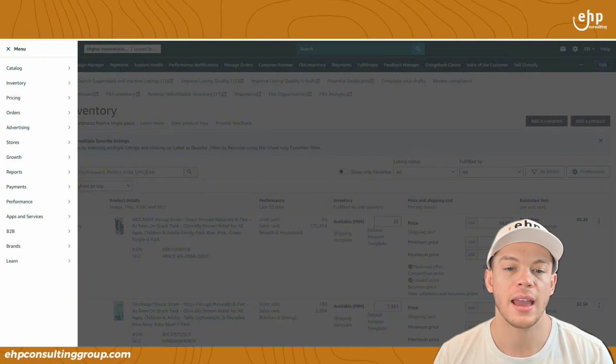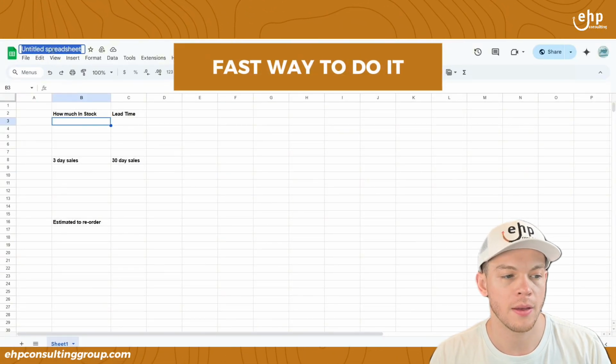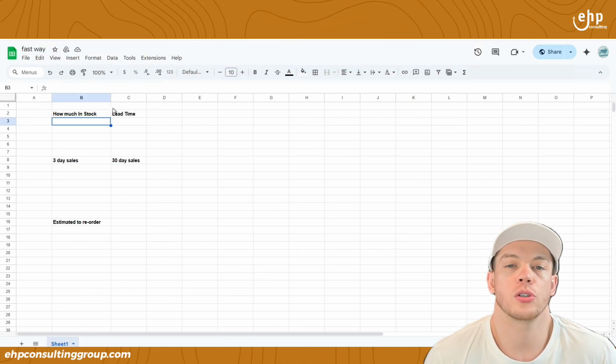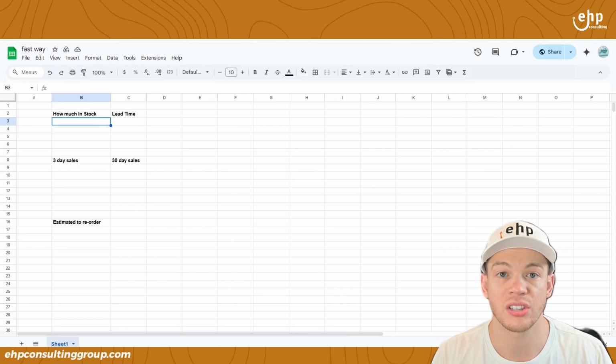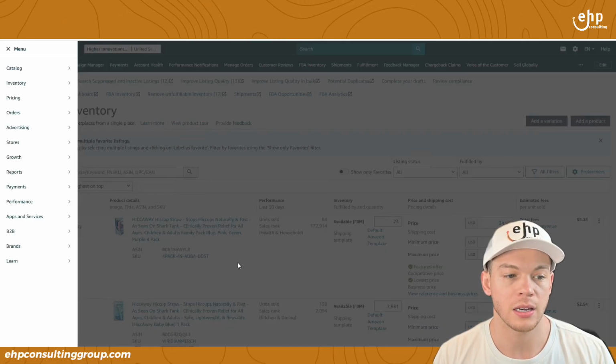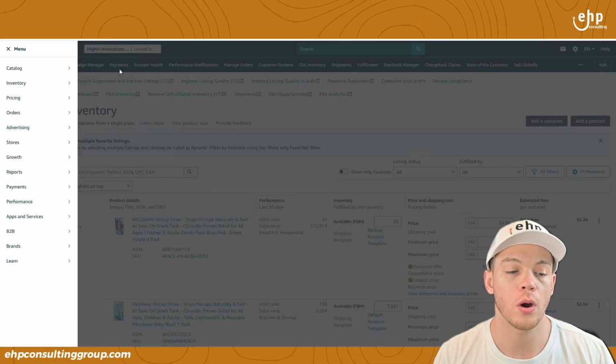And we're going to show you a fast way and a slow way. So here's the fast way. I'm going to type in "fast way" right here. So all you're going to do is figure out how much inventory you currently have in stock, and we're just going to write this out for our little forecasting. Your team could do this as well. So get your ASIN. We're just going to do one ASIN for now.